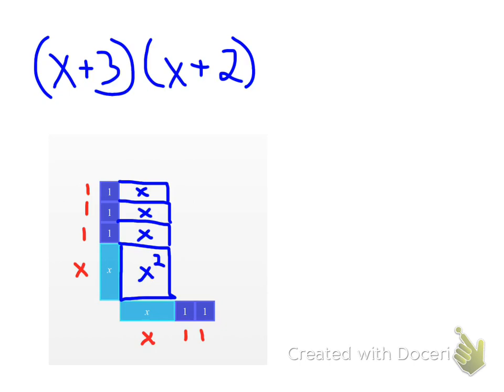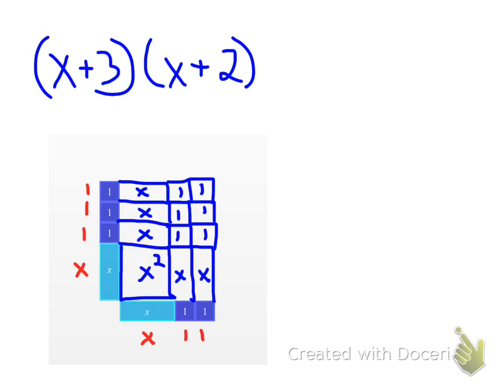Now, when I look at the other side, I'm multiplying this 1 here by this x tile, giving me an x here and an x here. Now, to finish off this rectangle, I'm going to have a 1 times a 1, and then again, and I'm going to fill in the rest of these because these are all 1 unit times 1 unit. Those are all 1s.